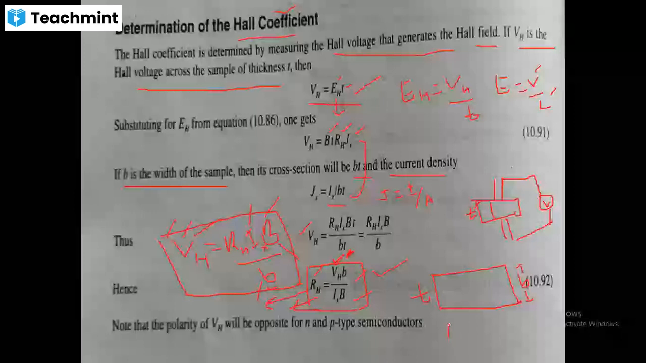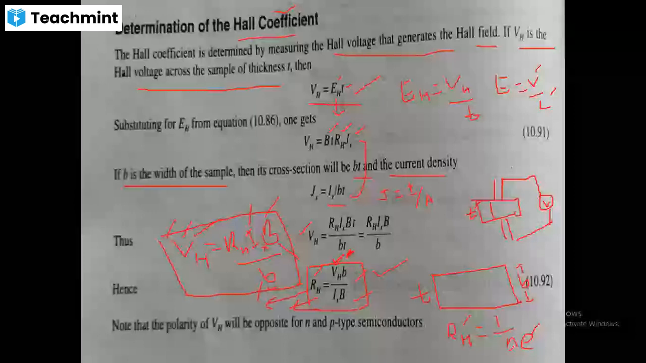Once RH is known to us, we know that RH is equal to 1 divided by NE, right? So RH is known to us, e is known to us. So we can calculate the value of N, what is called the charge concentration. The value of N can be calculated, right?